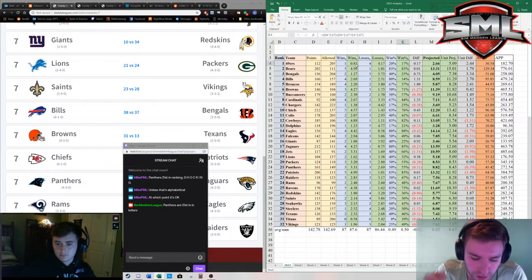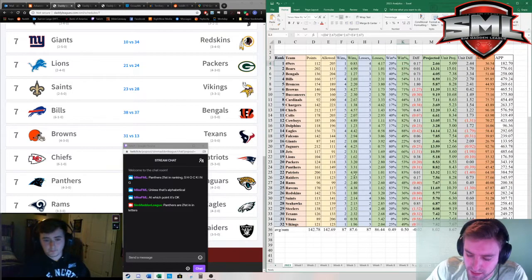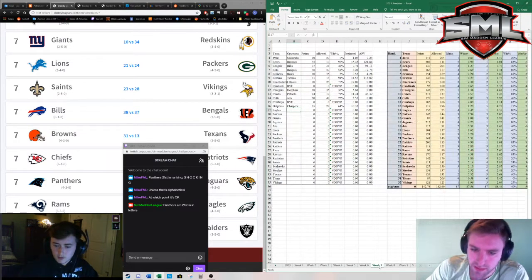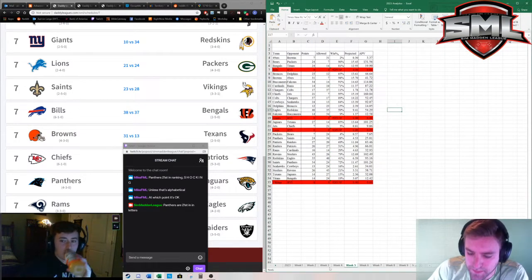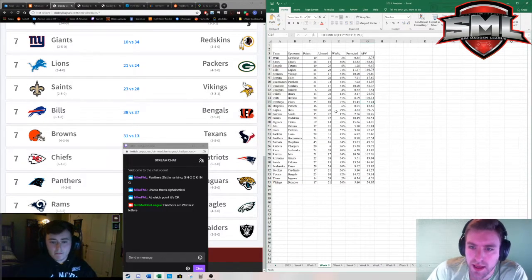So point differential is the biggest component, the biggest driver in this projected system, which makes sense, right? If you want to win games, you got to score more points than you're giving up. So that's really what's happening behind the scenes. And so the way that it works is I've broken it down by each week, and we have the points scored, the opponent, how much they allowed, and then what that win was worth.